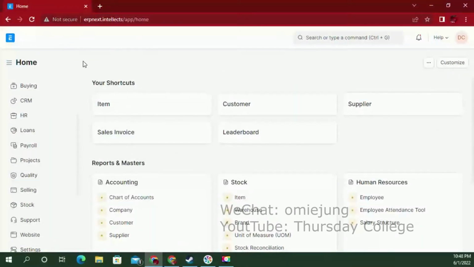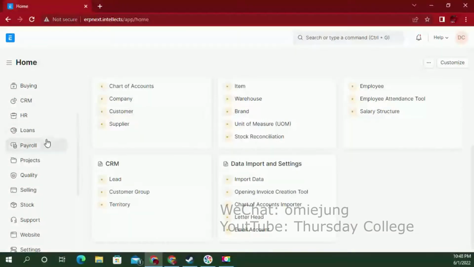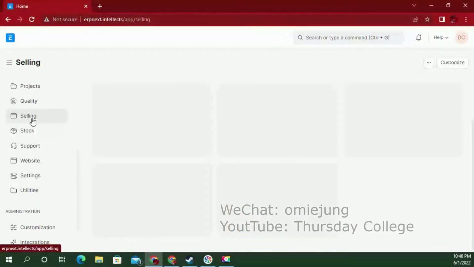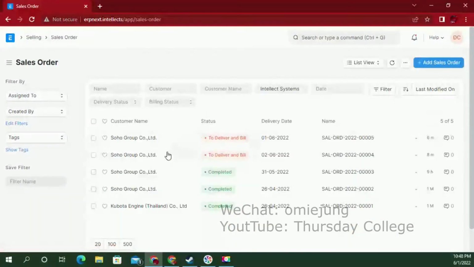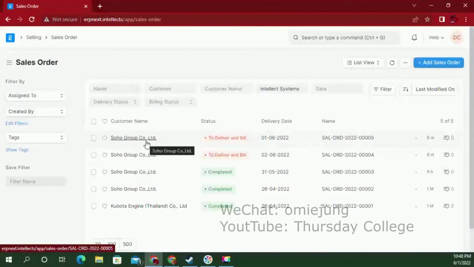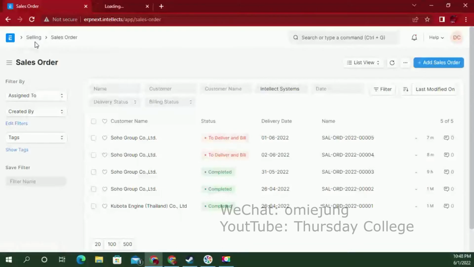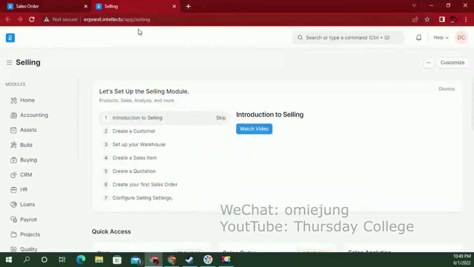We go to the ERPNext. However, in order to keep this short, I will not start from creating the sale. I already have a sales order transaction for the lesson purpose, so I sell to Soho Group, and I already have two of them, so that I can do the production plan based on this. More than that, I already created two BOMs, because this one is about how to do the stock adjustment.